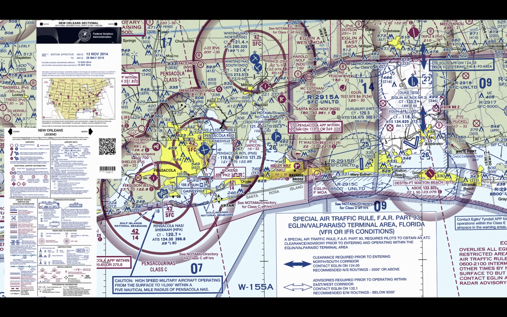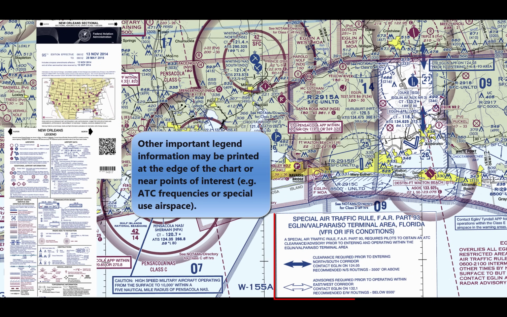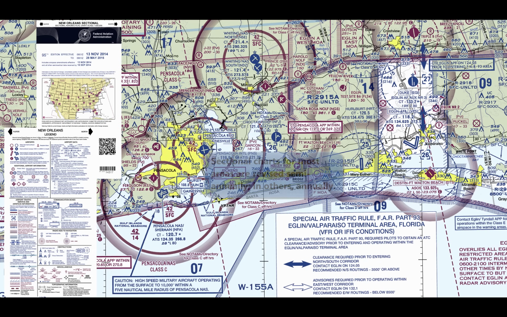This figure is an excerpt from the legend of a sectional chart. By referring to the chart legend, a pilot can interpret most of the information on the chart. A pilot should also check the chart for other legend information, which includes air traffic control frequencies and information on airspace. These charts are revised semi-annually, except for some areas outside the conterminous United States, where they are revised annually.